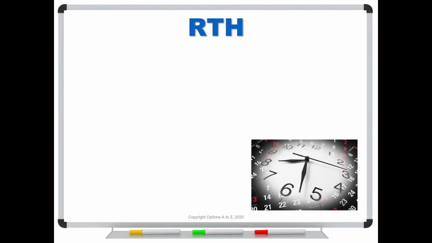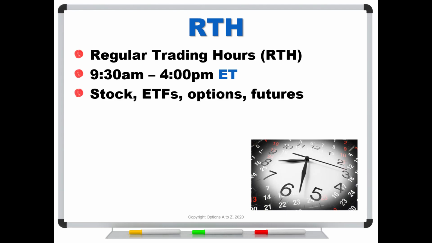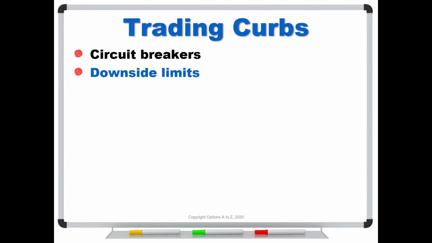I think most people know that during the regular trading hours, often abbreviated RTH on these websites, between 9:30 a.m. and 4 p.m. Eastern Time, all the things you're used to trading, stocks, ETFs, options, futures, trade, what we call the normal stock market trading hours. For this video, I'm just going to be talking about Eastern Time, so if you're in a different time zone, you'll need to do your own conversions. During these times, we have what are called trading curbs, sometimes called circuit breakers. They apply only to downside limits during the regular trading hours. In the after hours, they can apply to upside. We'll get to that in just a minute.